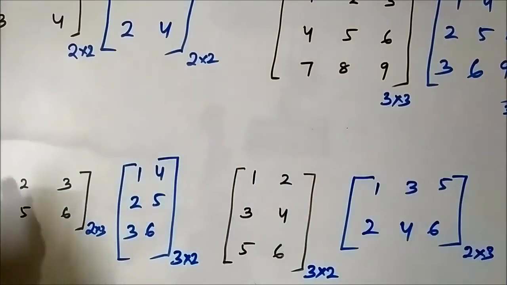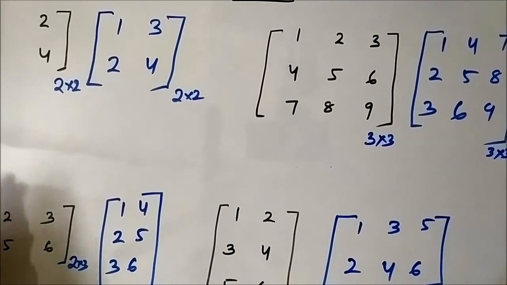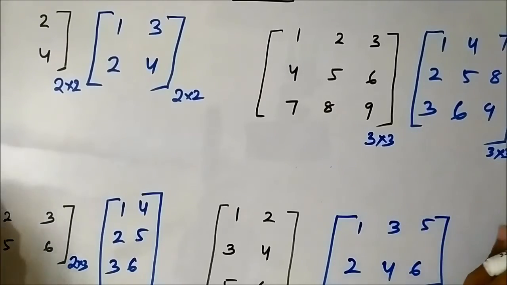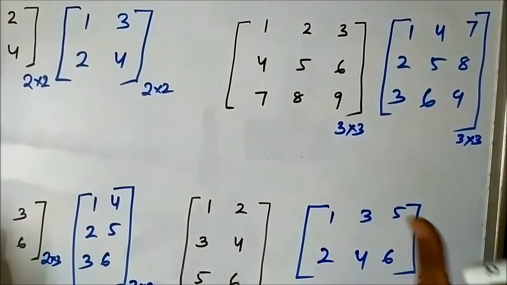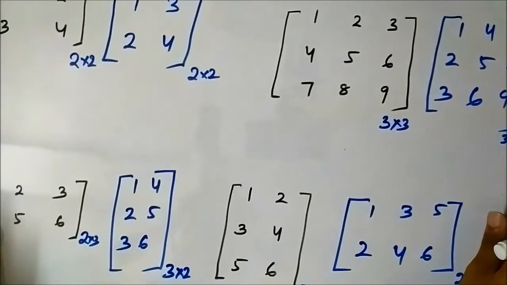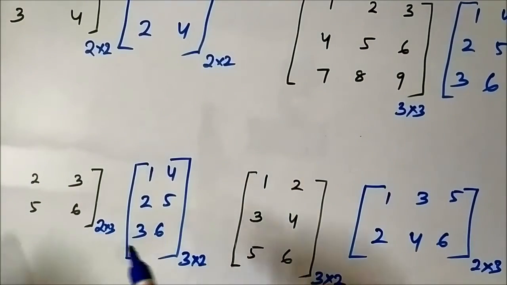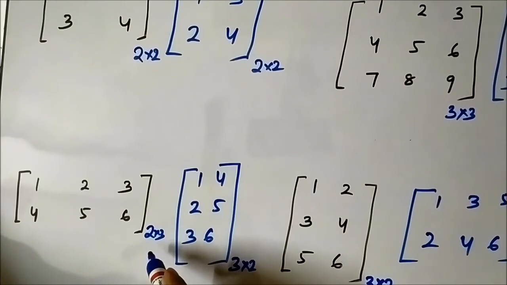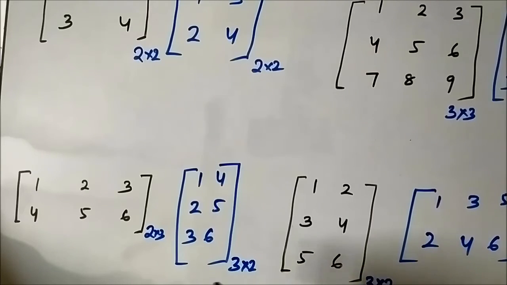For a square matrix where the number of rows is equal to the number of columns, the transpose has no effect on the order of the matrix. The order stays the same. But when it is not a square matrix, it is a non-square matrix, the order is reversed. If it is a 2 cross 3 matrix, it will become a 3 cross 2 matrix. If it is a 1 cross 3 matrix, it will become a 3 cross 1 matrix. If it is a 4 cross 5 matrix, the transpose will become a 5 cross 4 matrix. So it will be opposite.